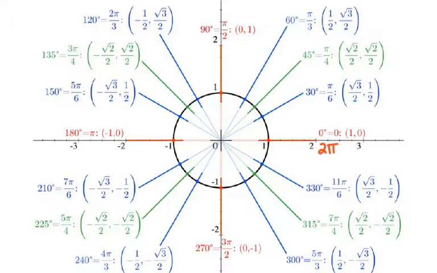So we want to remember A, S, T, and C. All of my trig functions are going to be positive in quadrant 1. Sine and its reciprocal function cosecant are positive in quadrant 2. Tangent and its reciprocal cotangent are positive in quadrant 3. Cosine and its reciprocal secant are positive in quadrant 4. Everything else is going to be negative in each of those respective quadrants.